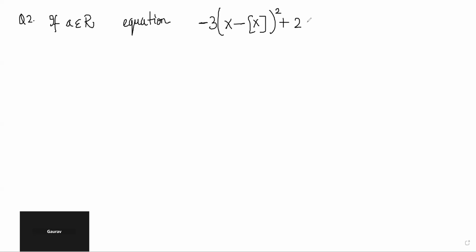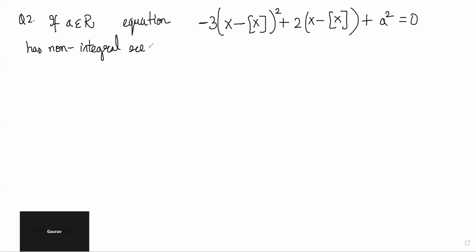Okay. The next question is: if a belongs to real and the equation minus 3 times (x minus floor of x) whole square plus 2 times (x minus floor of x) plus a square equals 0 has non-integral real solution, then what is the set of all possible values of a?